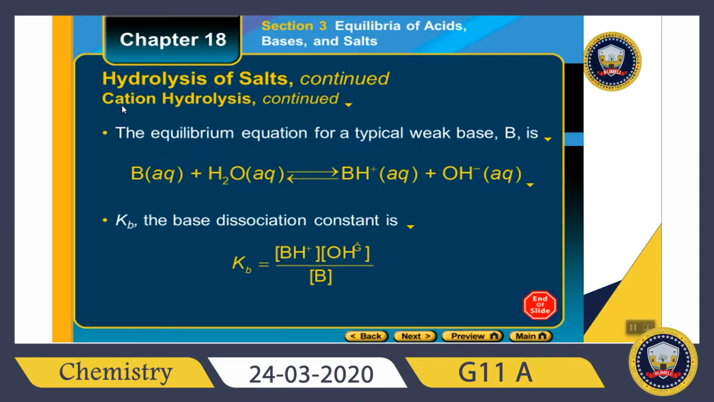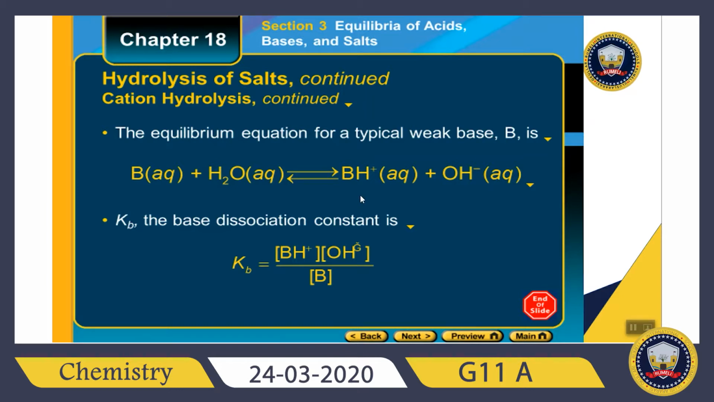Now we will explain cation hydrolysis. So this cation part comes from a weak base. Okay, like this reaction. This B is the base. When it reacts with H2O in the solution, it will produce BH positive. BH positive is anion or cation? It will be cation. This is cation. Why? Because it carries positive charge. And OH minus.